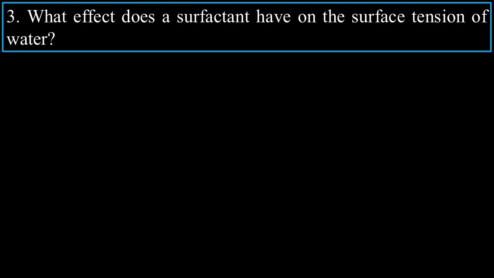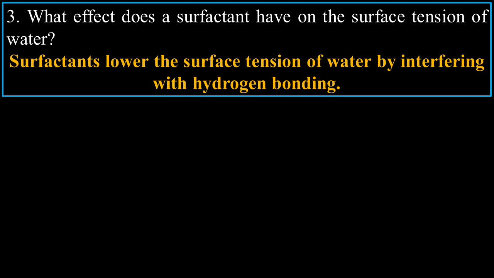What effects does a surfactant have on the surface tension of water? It reduces it. Surfactants, like detergents and other things, will reduce it. Surfactants lower the surface tension of water by interfering with hydrogen bonding. Number 4. So try to come up with some ideas for surfactants.